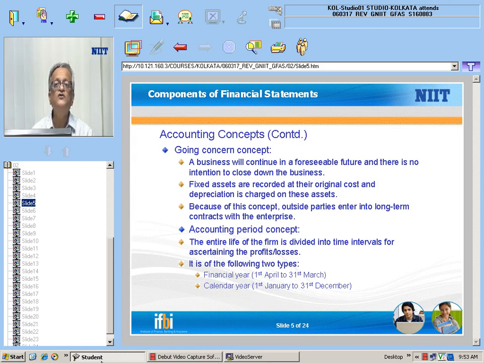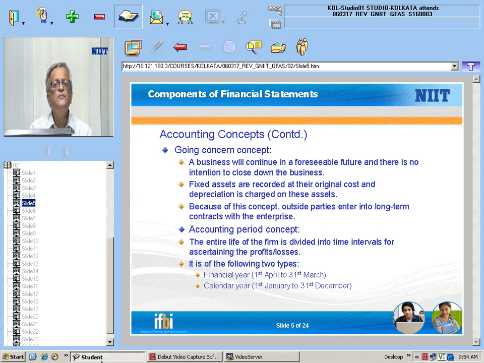And third point, because of this concept, outside parties enter into long-term contracts with the enterprise. Anyone who wants to deal with the business organization enters into a long-term contract. Why? Because it will not close down in the future. It is a going concern. That means it will go on doing its business. There is no intention to close down the business. So this is what we call the going concern concept. A business will continue in the foreseeable future and there is no intention to close down the business.